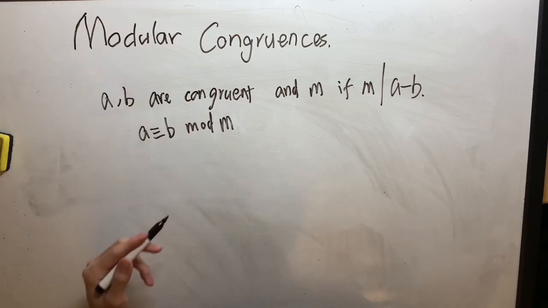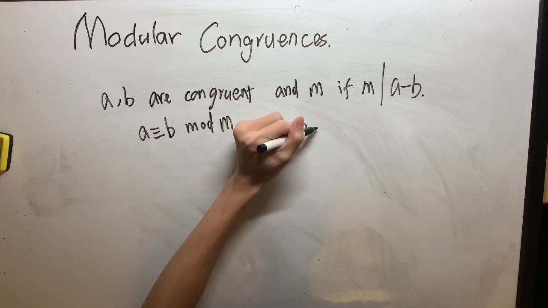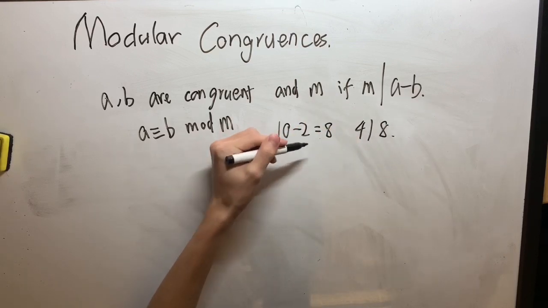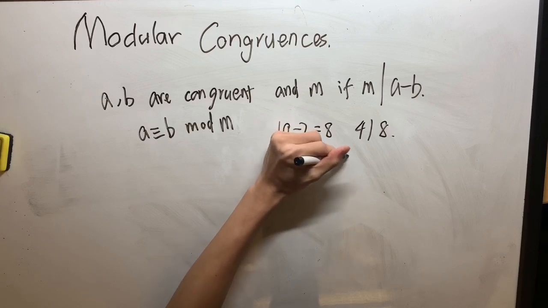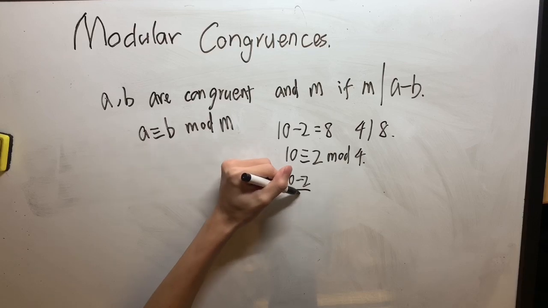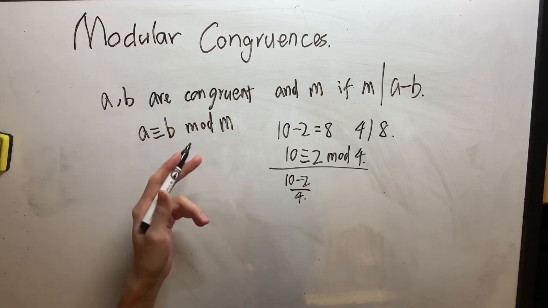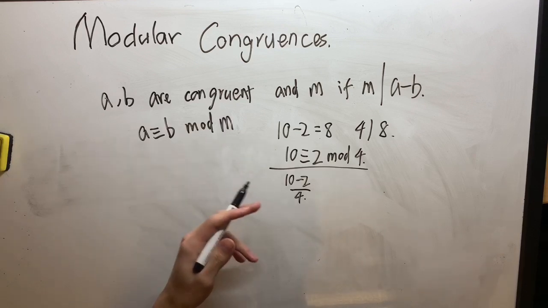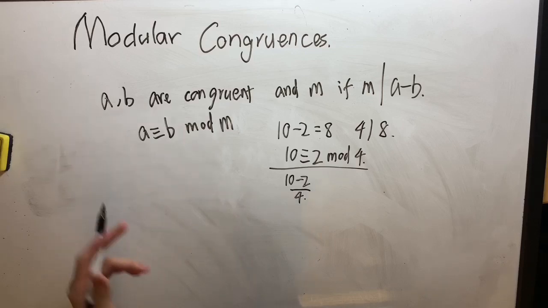So, for example, let's say 10 minus 2 equals 8, and 4 divides 8. So you can say 10 is congruent to 2 mod 4, because 10 minus 2 is divisible by 4. So this is basically what congruence means. But this has many important properties that we can use to deal with problems. So first, let's look at some propositions.